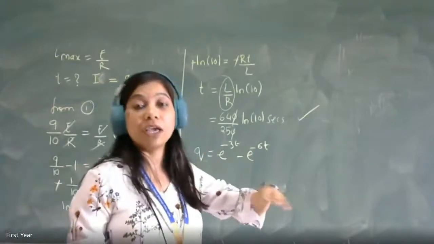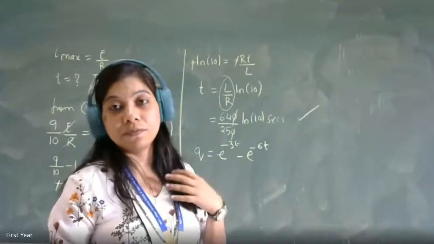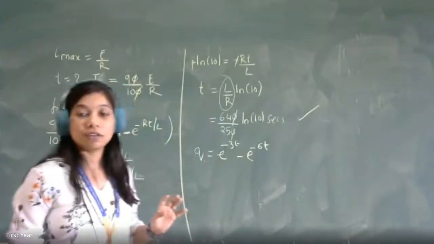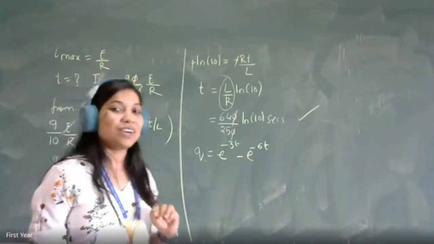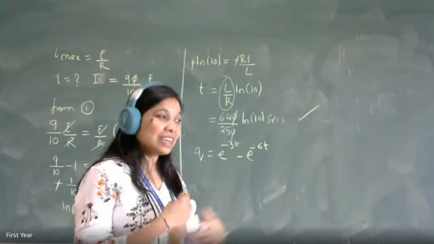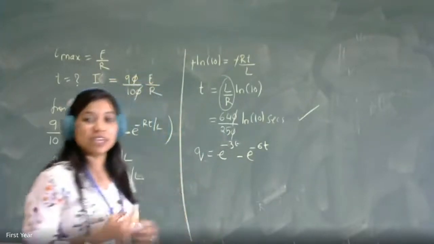That means what should happen? If there is no flow of current, then the charge will remain. Initially the charge will be maximum, ma'am, at t equals 0 only. So you're saying that t equal to 0 is the answer always. No, ma'am, that is not the case. So think about it. Good thinking.